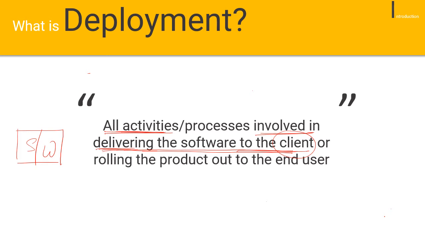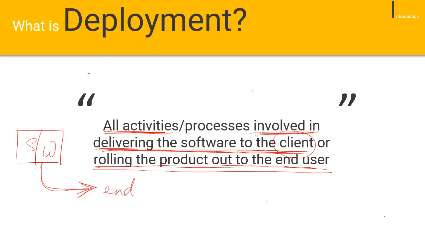The second part of the definition goes: all activities involved in rolling the product out to the end user. This is for the second kind of software. The first kind of software was for clients. The second part of the definition says deployment is not just for when you deploy it for a client, but also when you deploy your software for end users, or software consumers.